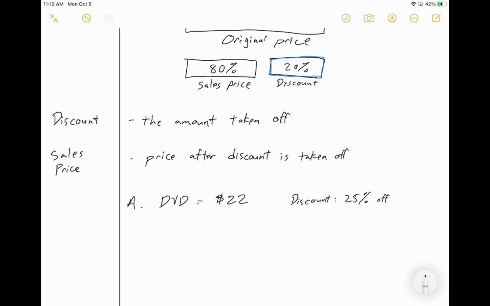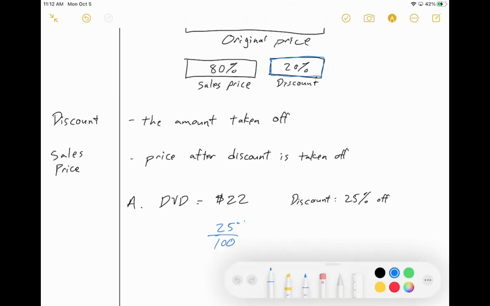So I know here's my percentage. I'm going to say, okay, 25% over 100, right? I don't need to write the percentage, sorry. 25 over 100 is equal to, now here's a question.